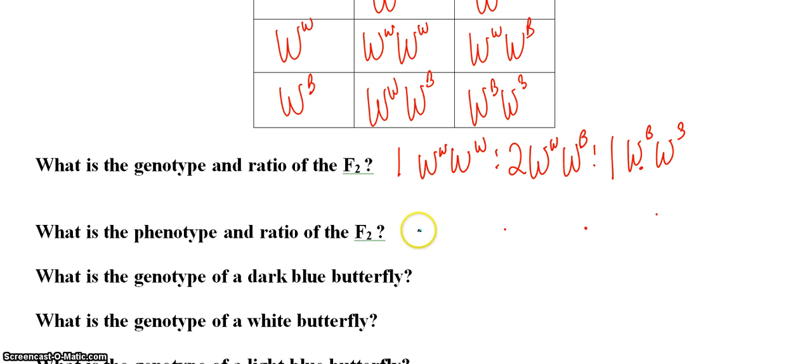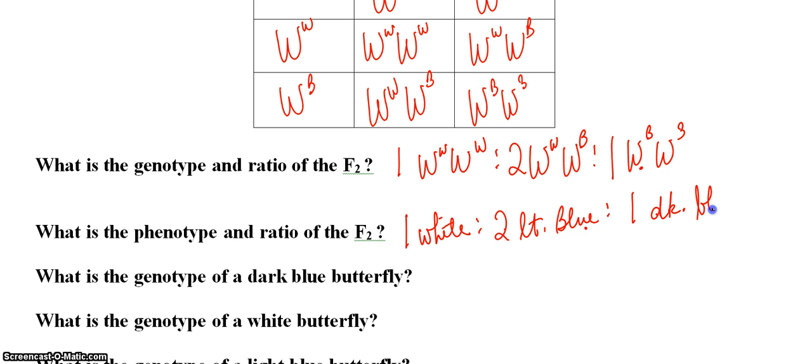Phenotype and ratio of the F2, 1 white to 2 light blue to 1 dark blue. Cool thing about these problems is the ratio of both the genotype and phenotype will be the same, 1 to 2 to 1.